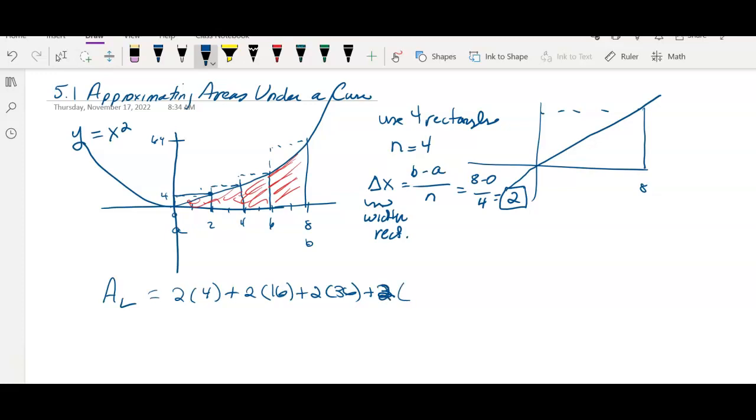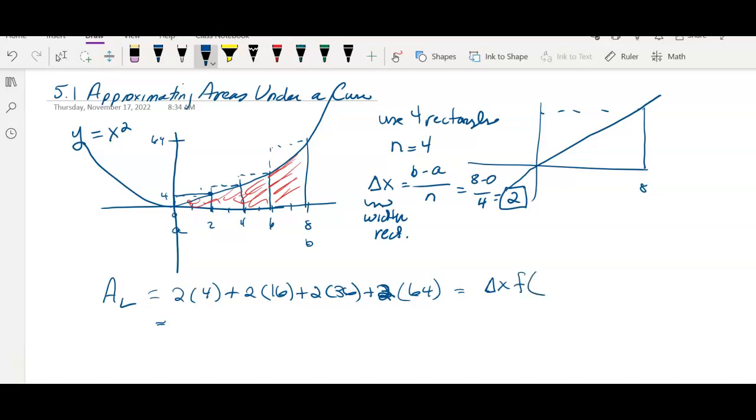Fourth rectangle. Okay, this is where I said, no. So let's think about what we just did also. I took each delta x, right? Do you see that? For each rectangle, for rectangle 1, and I multiplied it.